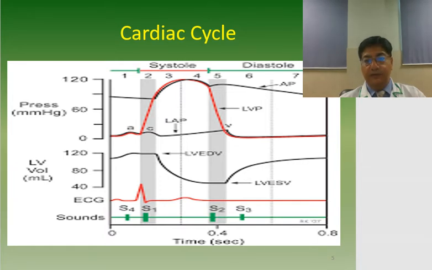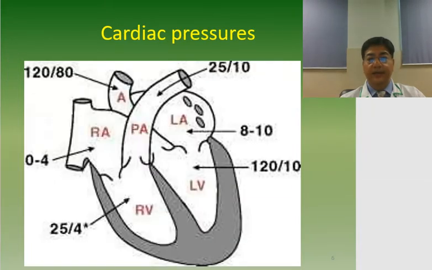The third and fourth heart sounds are diastolic phase sounds, which can be appreciated especially in infants, but usually in adults you will appreciate only two heart sounds: the first at the start of systole and the second at the end of systole. So anything that happens between the first and second heart sound is the systolic phase of the cardiac cycle, and between the second heart sound and the first heart sound is the diastolic phase.